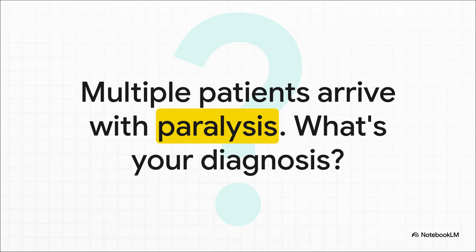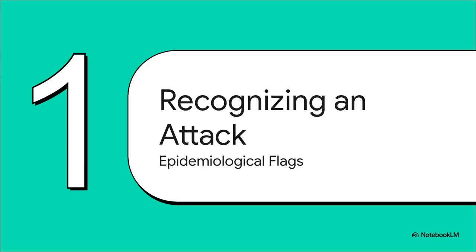Okay, just imagine this scene for a second. Multiple patients show up at your hospital within just a few hours. They all have this strange descending paralysis. So what's on your differential? Is it Guillain-Barré, some weird viral encephalitis, or is it something else? This is the exact kind of scenario where thinking about bioterrorism isn't paranoia. It's just smart, astute clinical practice.